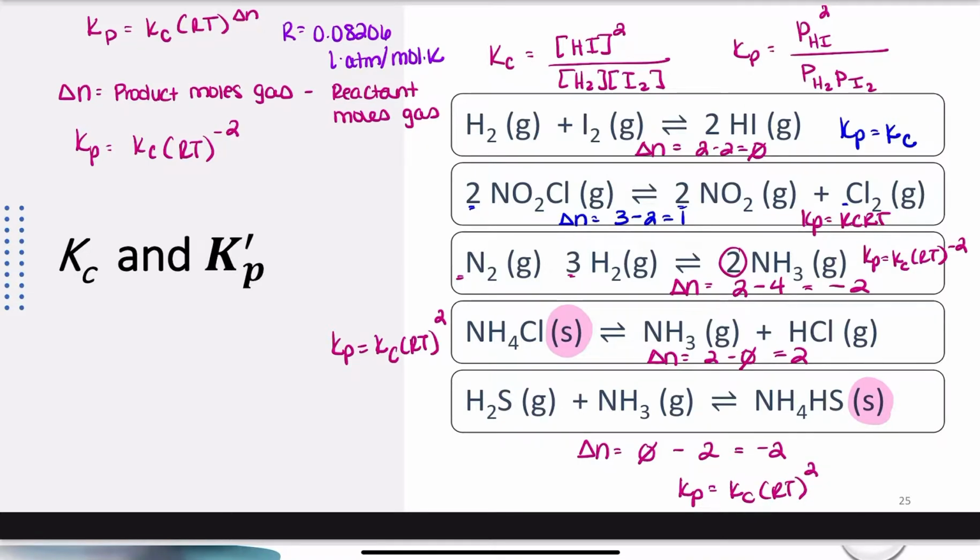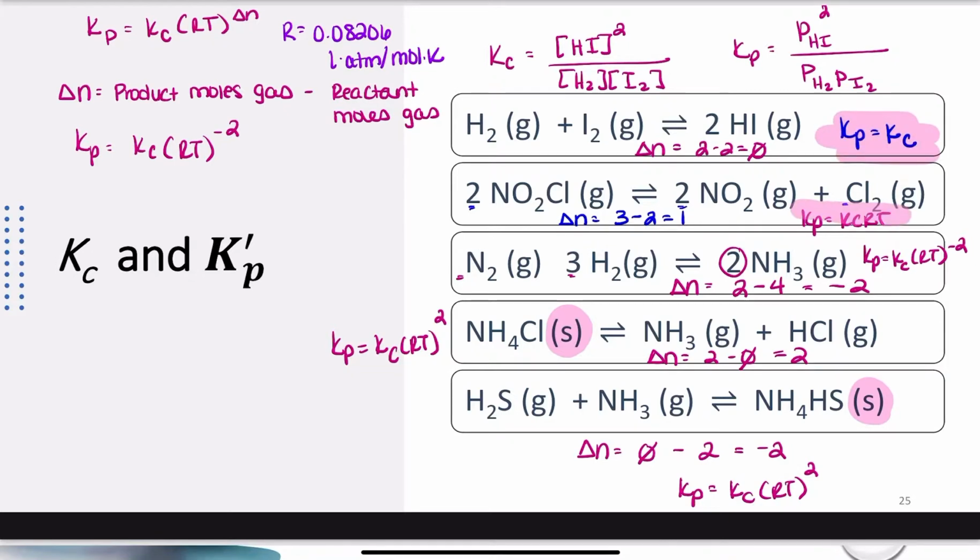Now again, I recommend you practice some of these, even if you just make up some numbers. Let's say that the H2 plus I2 in equilibrium with HI has a Kc value of 100 at one random temperature, then we know what Kp would be.